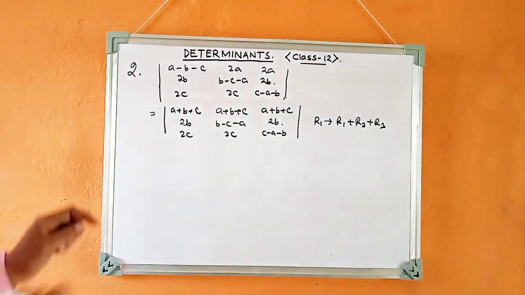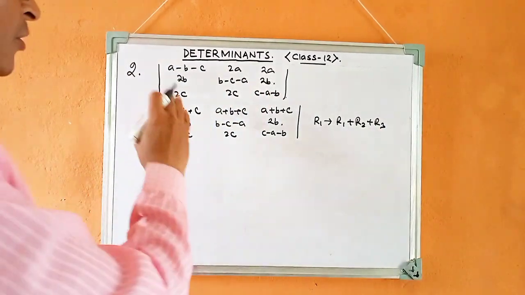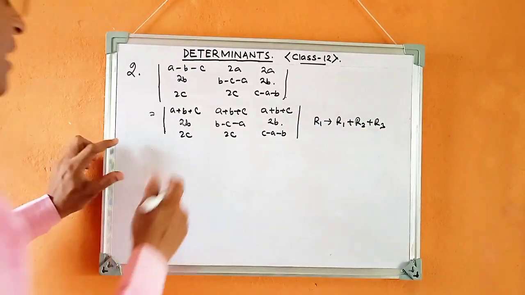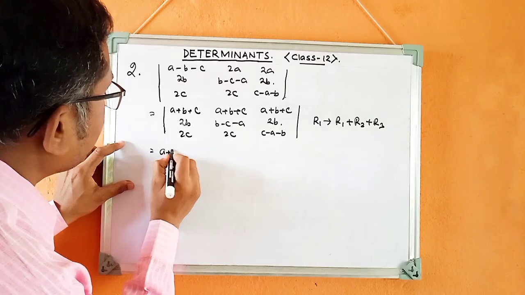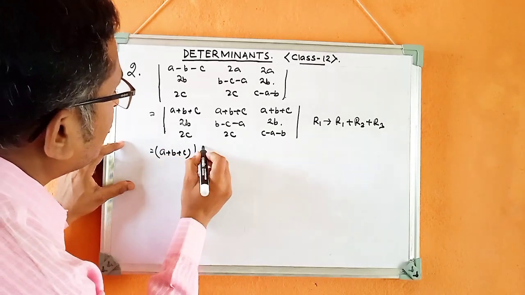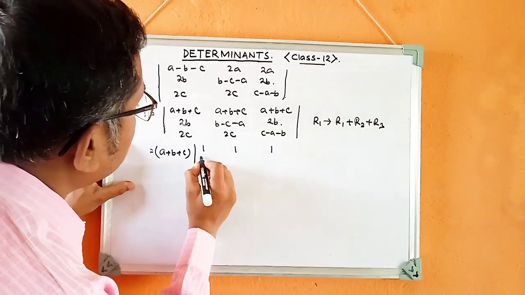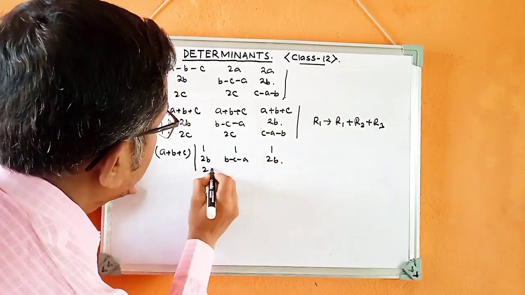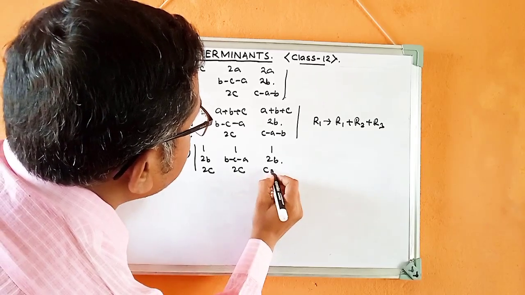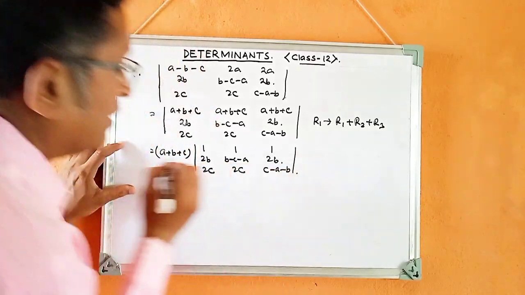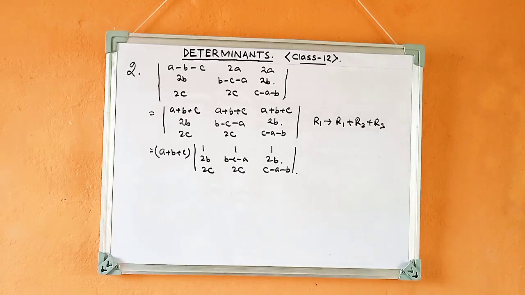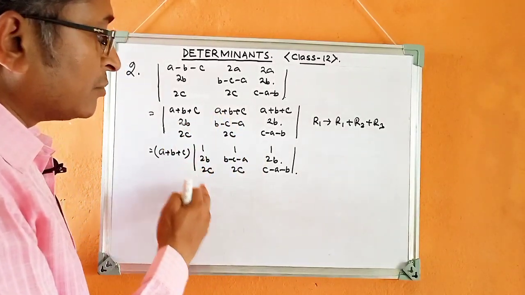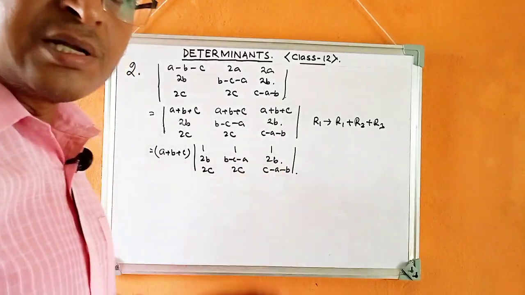Got it? Now see, A plus B plus C is common in all of the first row. So take A plus B plus C out as common from the first row. So we get A plus B plus C, then 1, 1, 1. Then 2B, B minus C minus A, 2B. Then 2C, 2C, C minus A minus B. Now what will we do? C2 equal to C2 minus C1, column 2 equal to column 2 minus column 1, and column 3 equal to column 3 minus column 1.